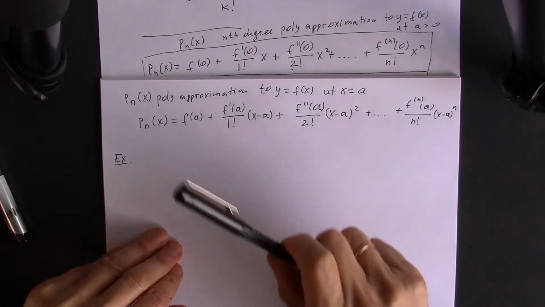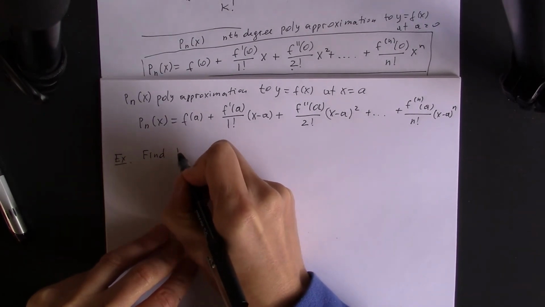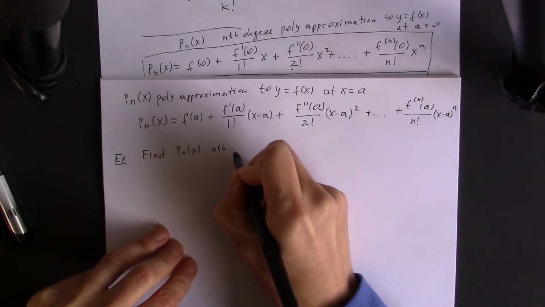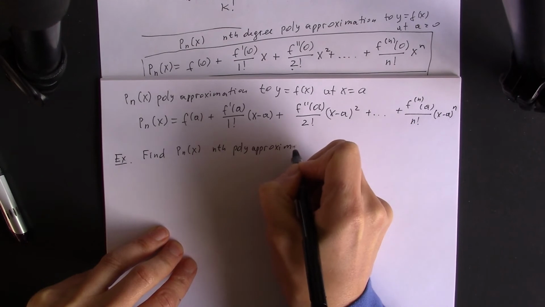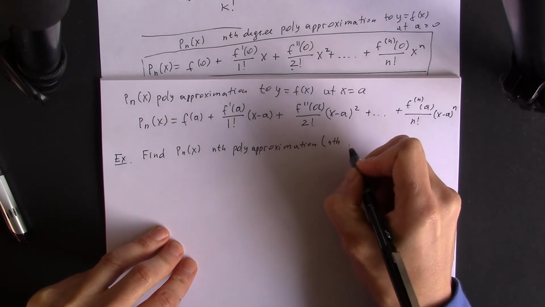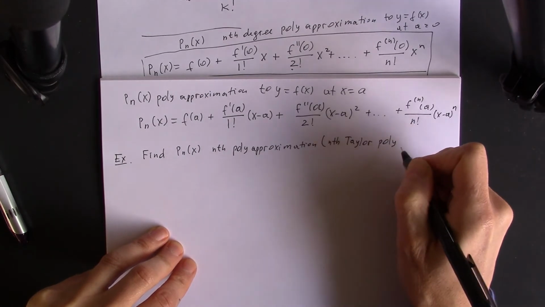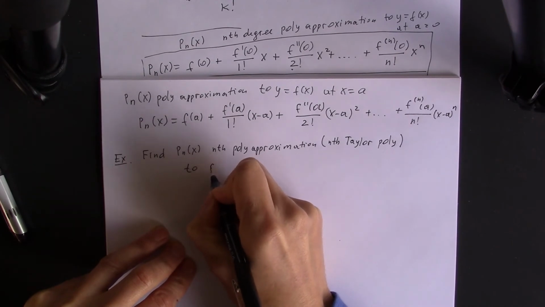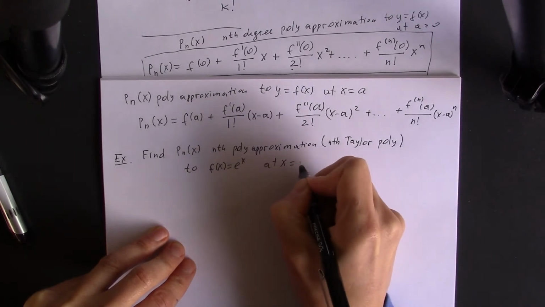So let's run an example. Find Pn, the nth degree polynomial approximation, often also called the nth degree Taylor polynomial, to the function e to the x at x equals 1.